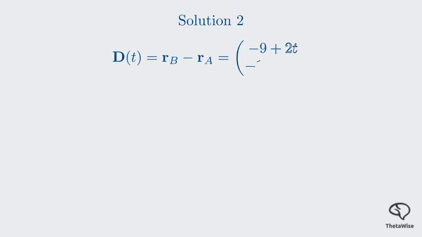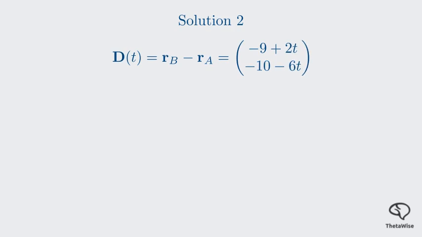Let's look at the solution for question 2. This is a shortest distance between two moving objects problem. We'll use the quadratic method. First, find the vector between them, d(t). d(t) is the position of B minus the position of A, which simplifies to the vector (negative 9 plus 2t, negative 10, and so on).